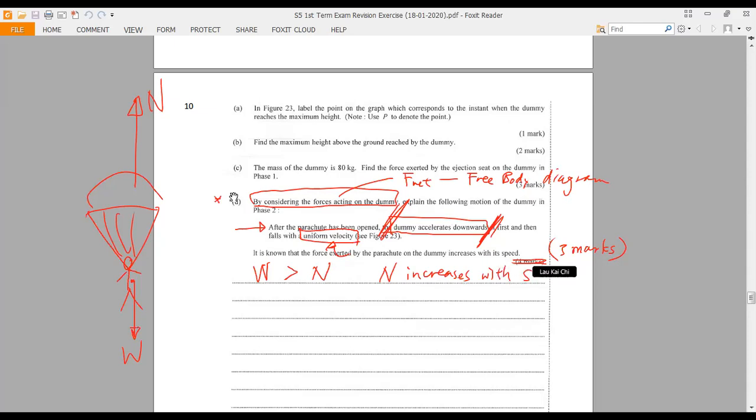Just like when you run fast, you feel the wind blowing on your face. That means there is a larger air resistance. When an object is not moving, the air resistance should be smaller. So for the first part, let me just imagine when the speed is small, slow, the weight is larger than N, so that the net force is W minus N equal to ma. It accelerates downwards.